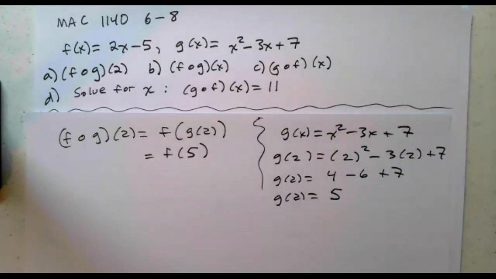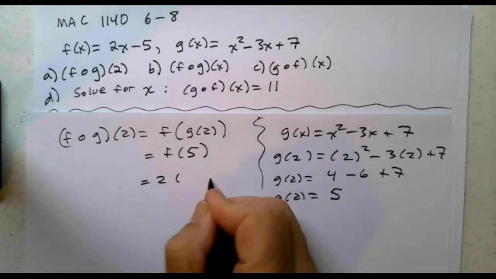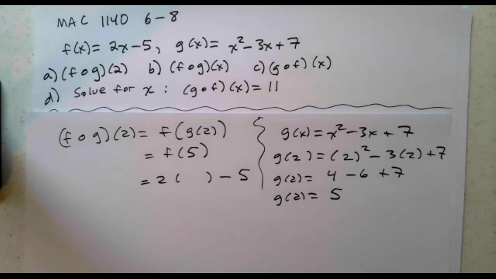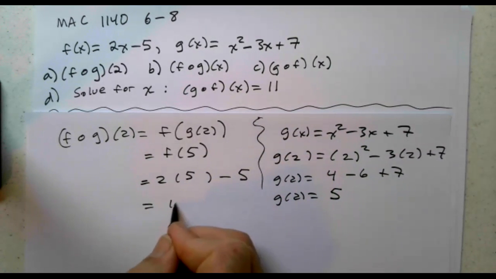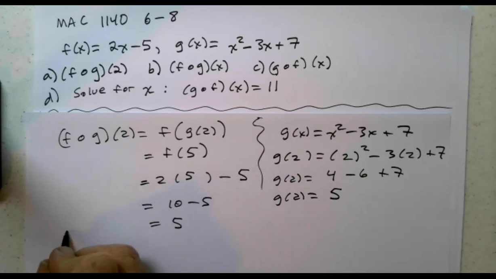Now, what does f do? F of x is 2x minus 5. So f of something is 2 times something minus 5. So the something here that we need is 5 again. So lots of 5s in this problem. 2 times 5 is 10 minus 5, and here's one more. So f circle g of 2, which is f of g of 2, equals 5.